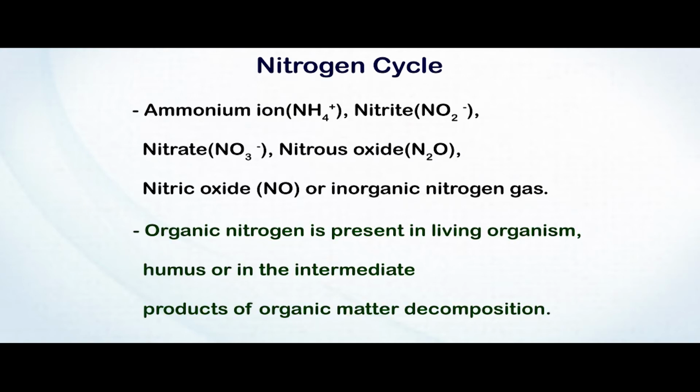Organic nitrogen may be in the form of a living organism, humus, or in the intermediate process of organic matter decomposition. The nitrogen cycle transforms nitrogen from one form to the other. Many of these processes are carried out by microbes.